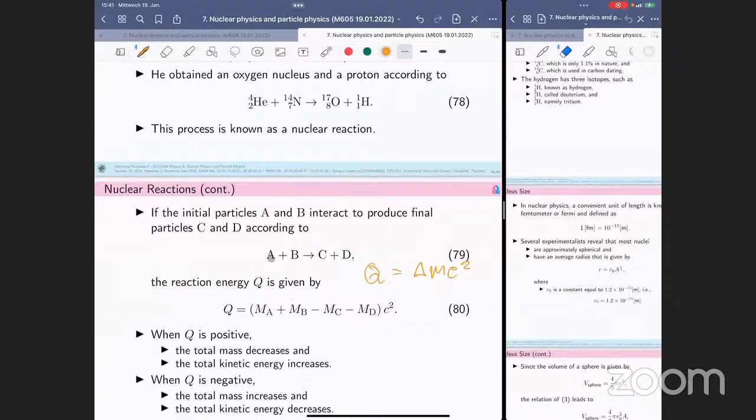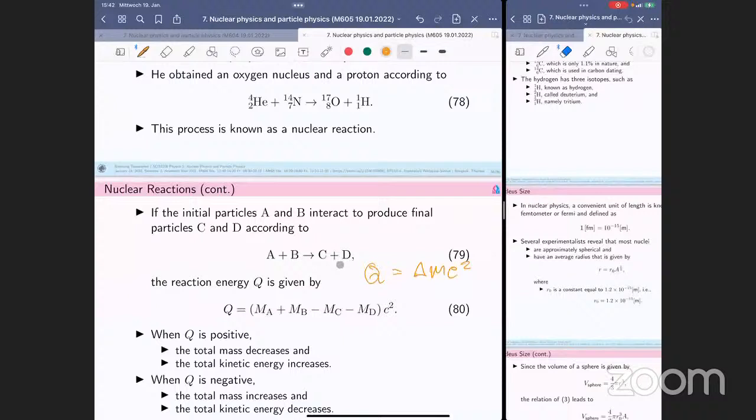If the mass on the left-hand side is greater than the mass on the right-hand side, it means we have a positive value of Q, because the mass on the left-hand side is greater than the mass on the right-hand side. So the total mass decreases and the total kinetic energy increases. When Q is positive, of course, A and B are accelerated with high speed, right?